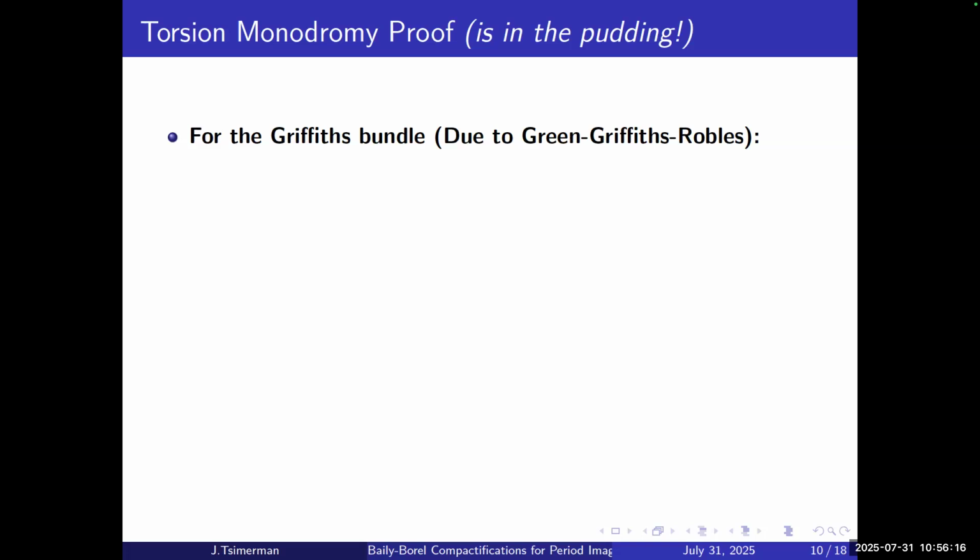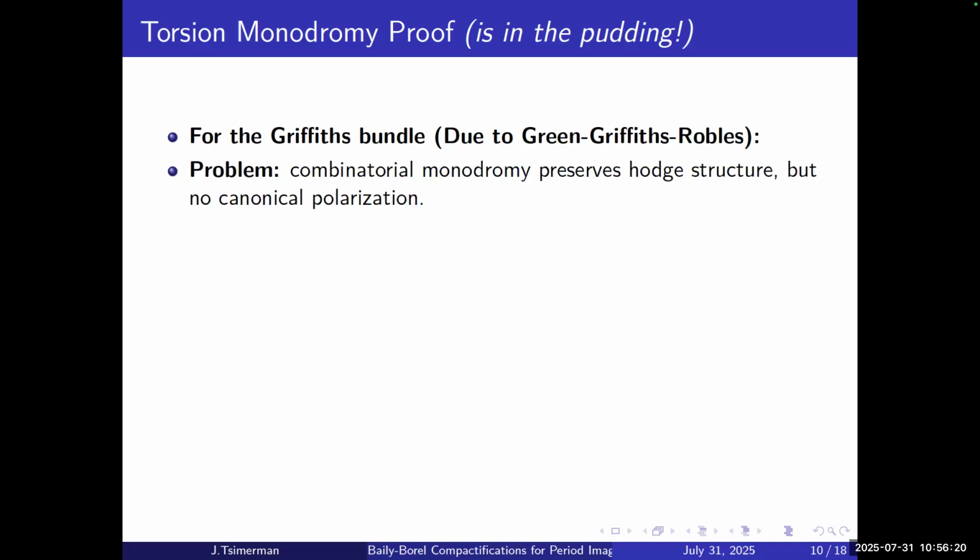So in the Griffiths bundle case, this is entirely due to Green, Griffiths, and Robles. And so what's the problem? Well, the problem for us is that even though as you go around this chain of curves, you preserve a Hodge structure, the Hodge structure doesn't change. These boundary pieces don't have a canonical polarization. You sort of have to use the information of how you approach the boundary in order to get a polarization. And as you switch boundary components, that can flip.